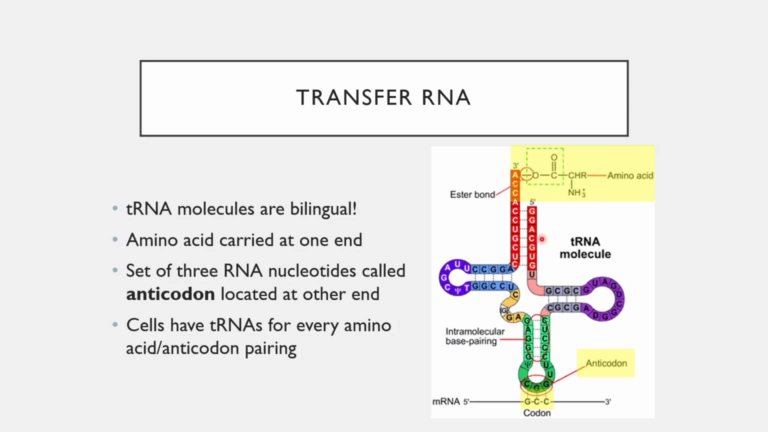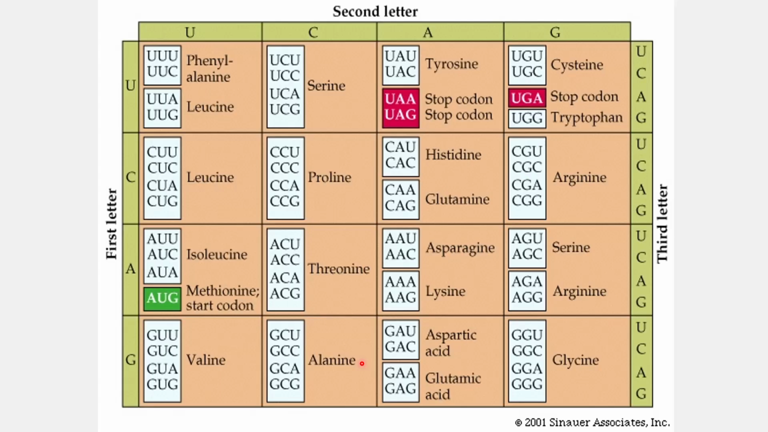Cells have a supply of transfer RNA molecules that have every possible anticodon, every possible set of 3 nucleotides down here for the appropriate amino acid. So here's what all the possible different sets of 3 letters are that might show up in the messenger RNA and how the transfer RNAs decode them.